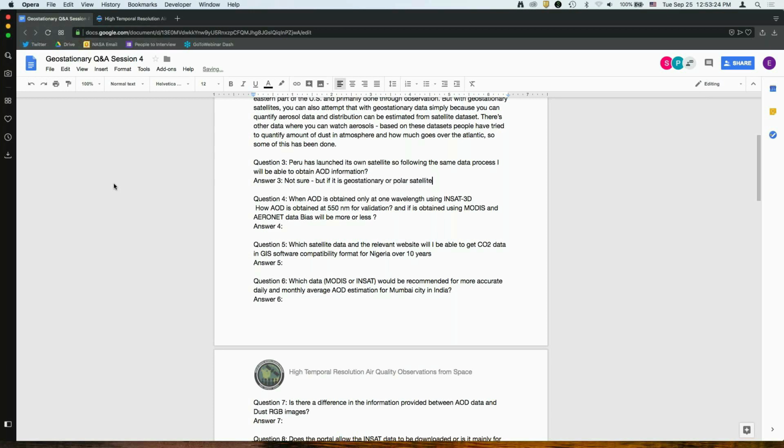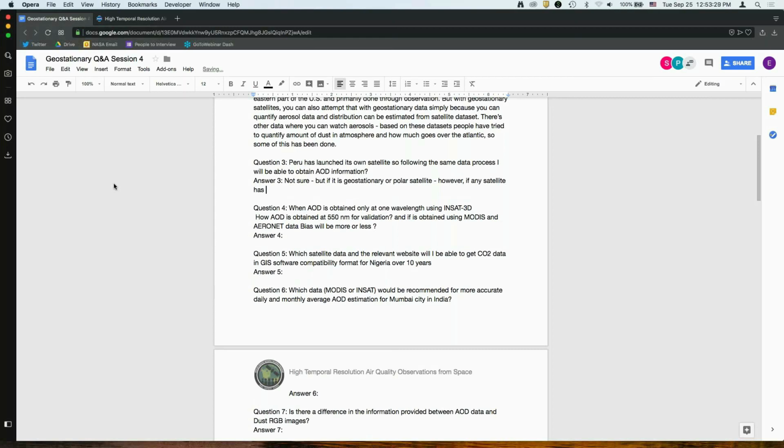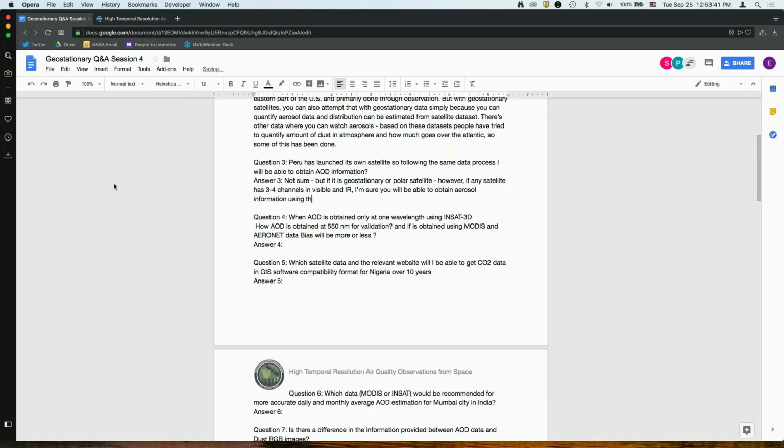However, if any satellite has 3 to 4 channels in the visible and infrared part of the electromagnetic spectrum, I'm sure you will be able to obtain the aerosol information using the satellite which is launched by Peru. But I'm not sure about the technical specifications of this satellite.